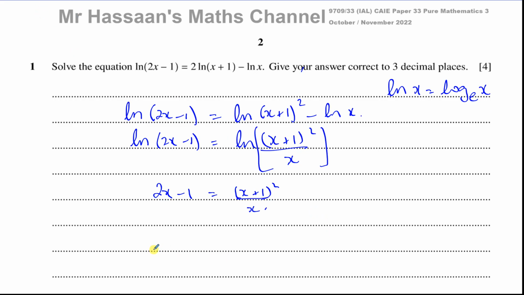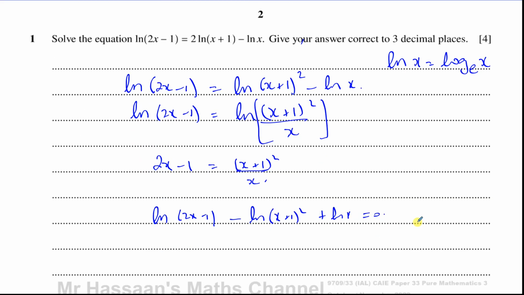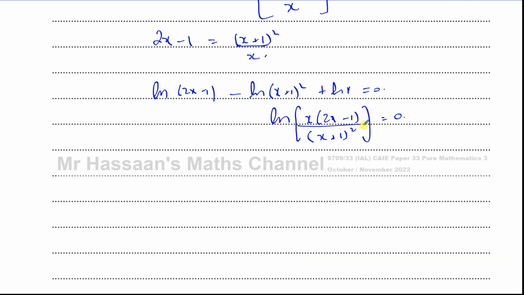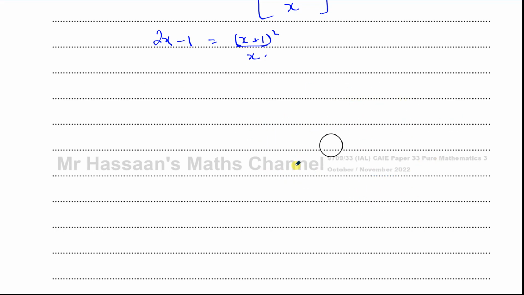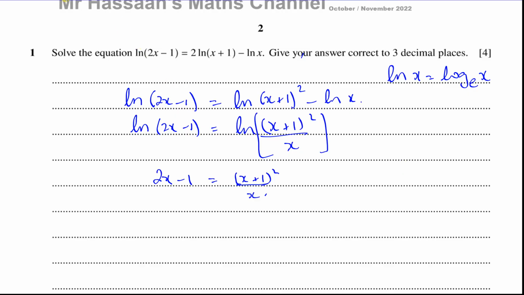Another way you could do this, some people said the ln of 2x minus 1 minus the ln of x plus 1 squared plus ln of x equals 0. And then they combined this all onto one side. So they said the ln of x times 2x minus 1 over x plus 1 all squared equals 0. And then they use the meaning of logarithms. This means e to the power of 0 is equal to whatever's in here: x times 2x minus 1 over x plus 1 squared equals e to the power of 0. Now, e to the power of 0 is the same as 1. And then you get exactly the same thing that we got before. That's perfectly fine as well. So there's a few ways you can do this. I personally think the way that I did it is probably the easiest way. And now we can go on to solve the equation.